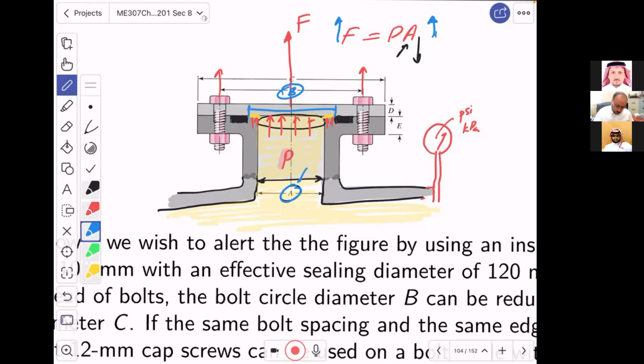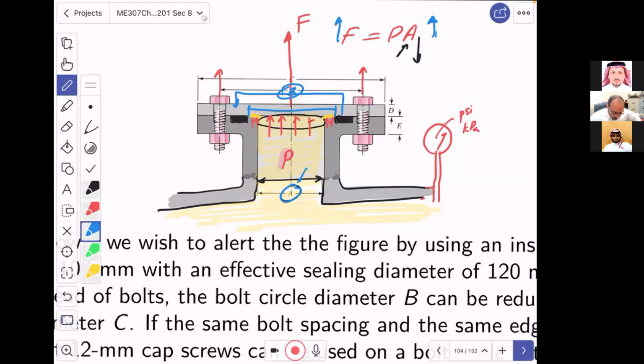That's why in this kind of problem, they will give you an effective diameter. They will tell you maybe the diameter is somewhere in here. It is not B and not A. It's bigger than A, but smaller than B. Somewhere in between. Do you understand, ya shabab? You need to understand this very, very well.